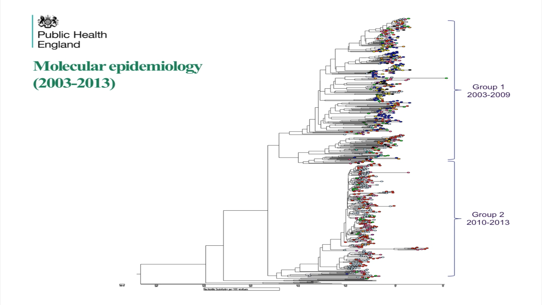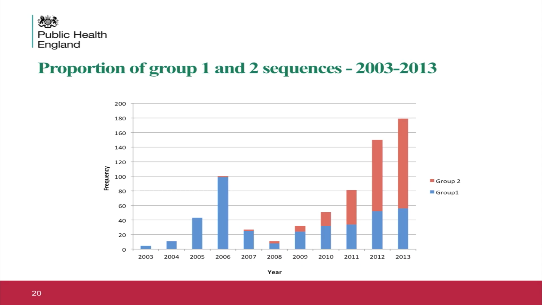At the end of every branch is a coloured dot, and that coloured dot represents the year in which that virus was circulating. And what it allows us to do is actually put a little bit of a timeline. And what we see is that the majority of the viruses up here were circulating in 2003 to 2009. The majority of viruses down here have been circulating much more recently, between 2010 and 2013. So just to look at this in a slightly different way, group 1 viruses, which are the top half of the tree, were the dominant virus from 2003 and really until about 2009, 2010.